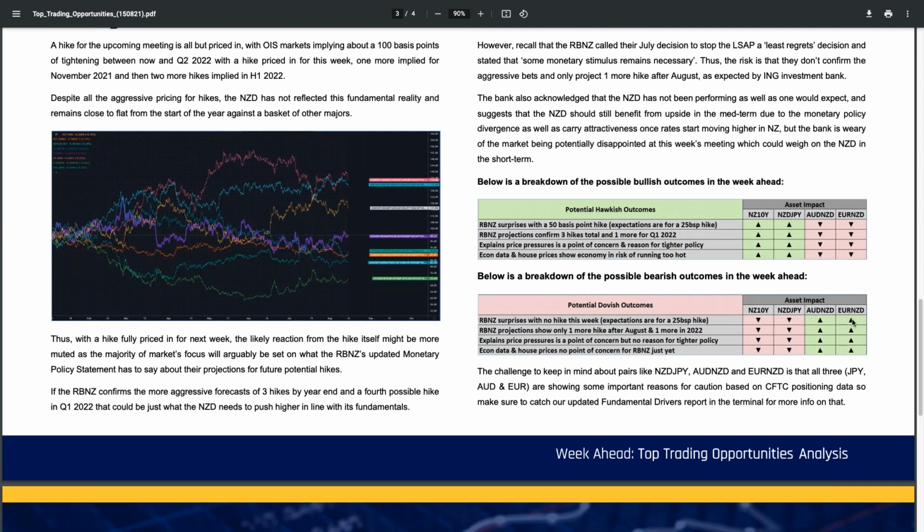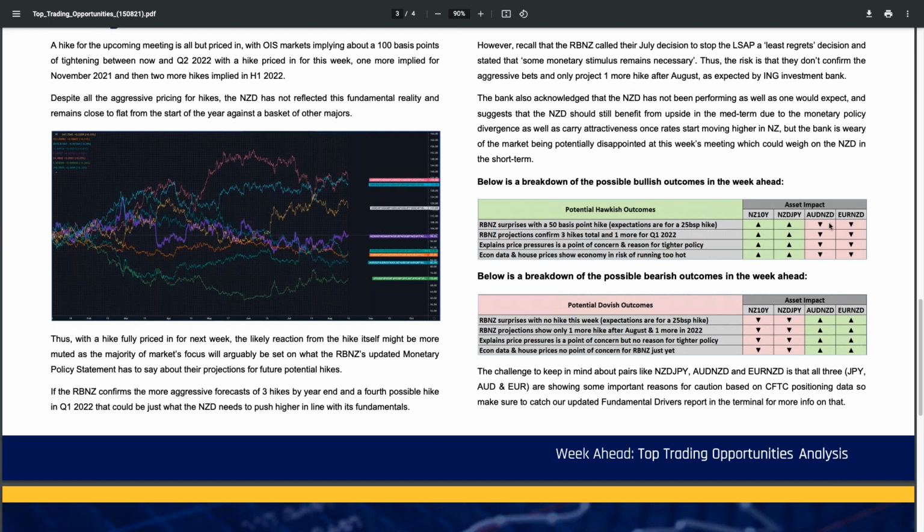I favour the euro New Zealand dollar pair over the Aussie New Zealand dollar. The Australian dollar has some reasons for weakness, as we've already mentioned, which is the COVID-19 cases and the slowing growth in China. So euro New Zealand dollar should find more gains than the Aussie New Zealand dollar. Also, if price pressure is a point of concern but no reason for tighter policy, that's New Zealand dollar weakness. And also looking at the house prices, if that's no point of concern for the RBNZ just yet, that's also potential for further upside in the euro New Zealand dollar pair.